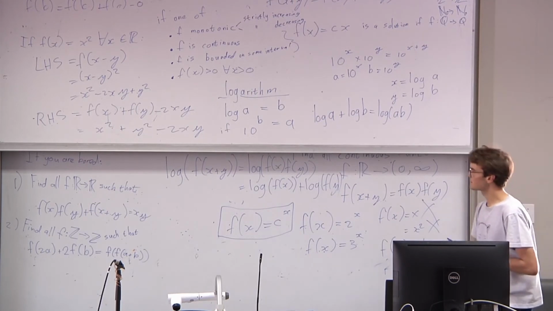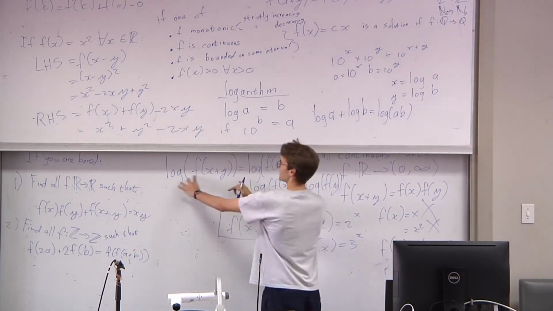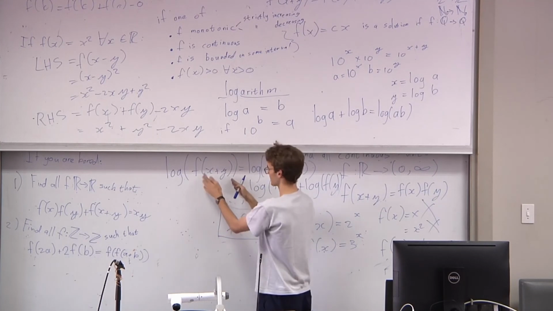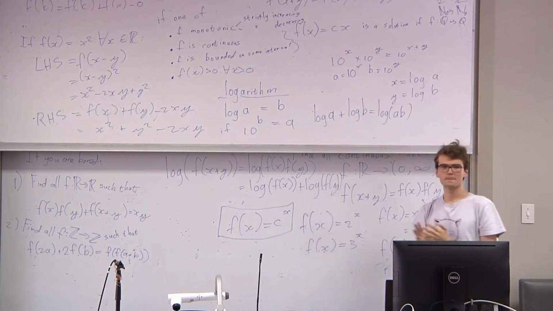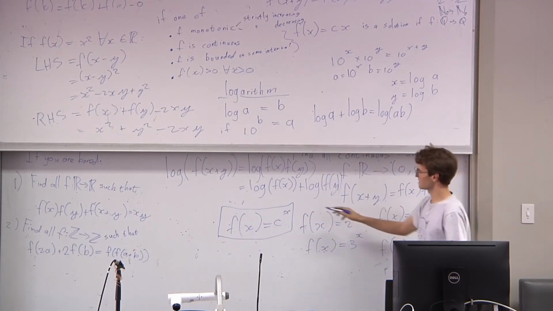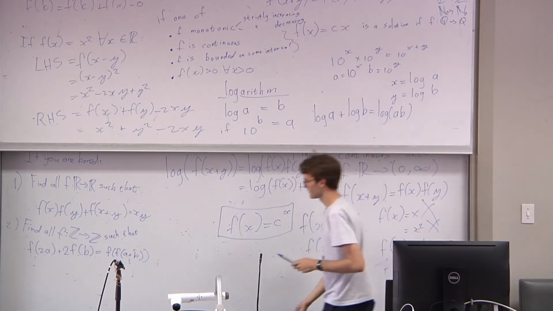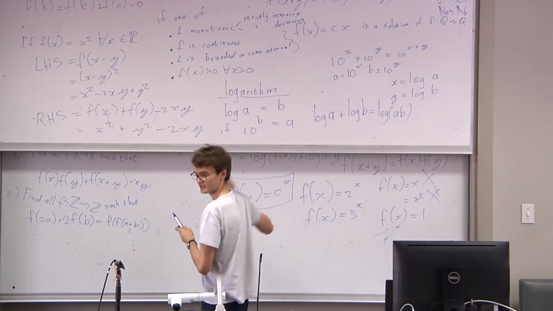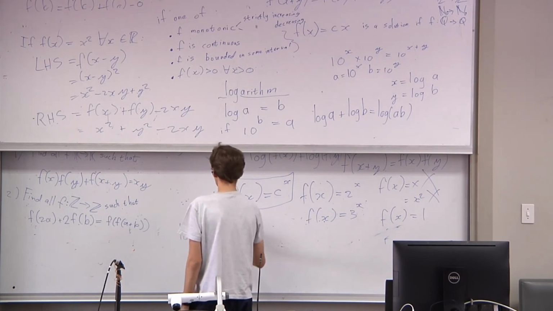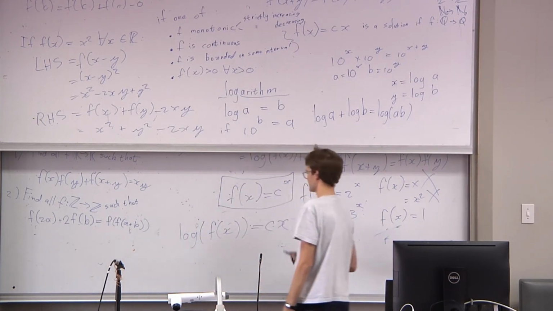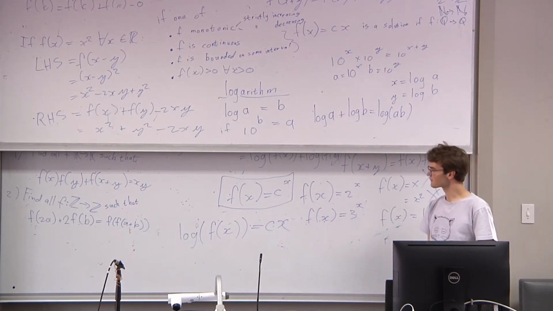So now this is very similar to the Cauchy function. We have some function, log of f of x plus y, is equal to some function of x plus some function of y. And so it turns out that log of f is continuous if f is continuous, which means that because it's a Cauchy function, log of f of x is equal to c x for all values of x, where c is some number.